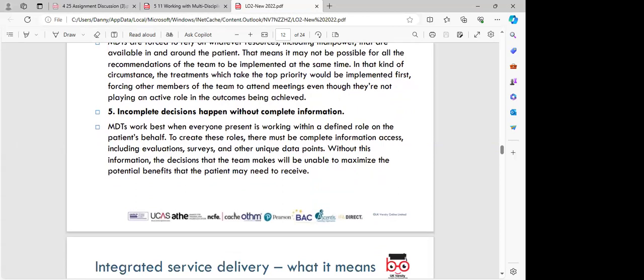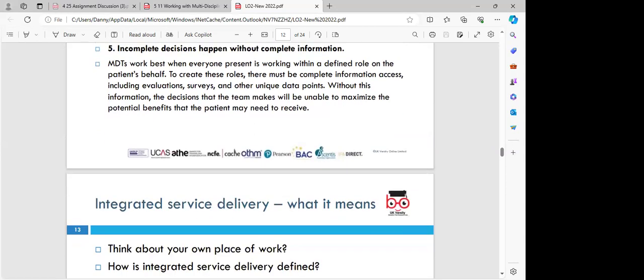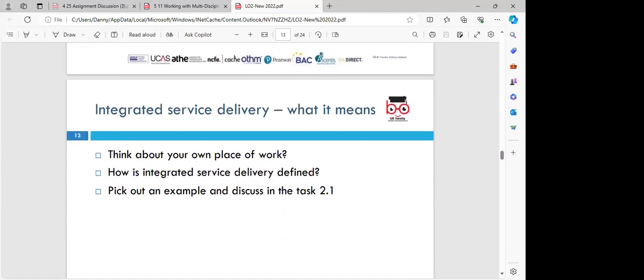incomplete decisions happen without complete information. Of course, they may have several meetings and it may amount to nothing. They may still not address the issue completely. That's what it means, because of bureaucracies, information gathering here and there, and sometimes some may be busy. Without this information, the decisions that the team makes will be unable to maximize the potential benefits that the patient may need. You say the MDTs work best when everyone present is working within a defined role on the patient's behalf. To create these roles, there must be complete information access. Understand? Then let's look at integrated service delivery.